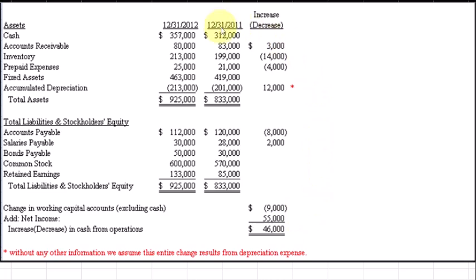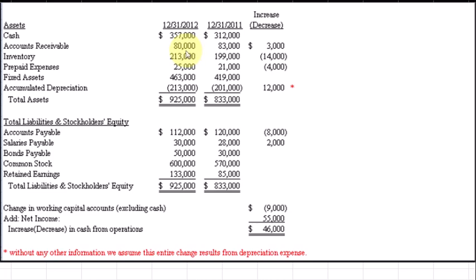All right, so we ignore the cash account. You always do that, and you go through all the other working capital accounts. Working capital accounts mean current assets less current liabilities. So we have to go through all of those. So accounts receivable, what did it do? It decreased during the year.